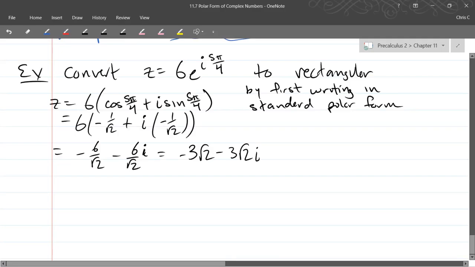So standard polar form is pretty much as close as you can get to rectangular form. You just evaluate cosine and sine, distribute your radius across, and that's all you need to do. And I just rationalize denominators, which you don't need to do if you don't want to.